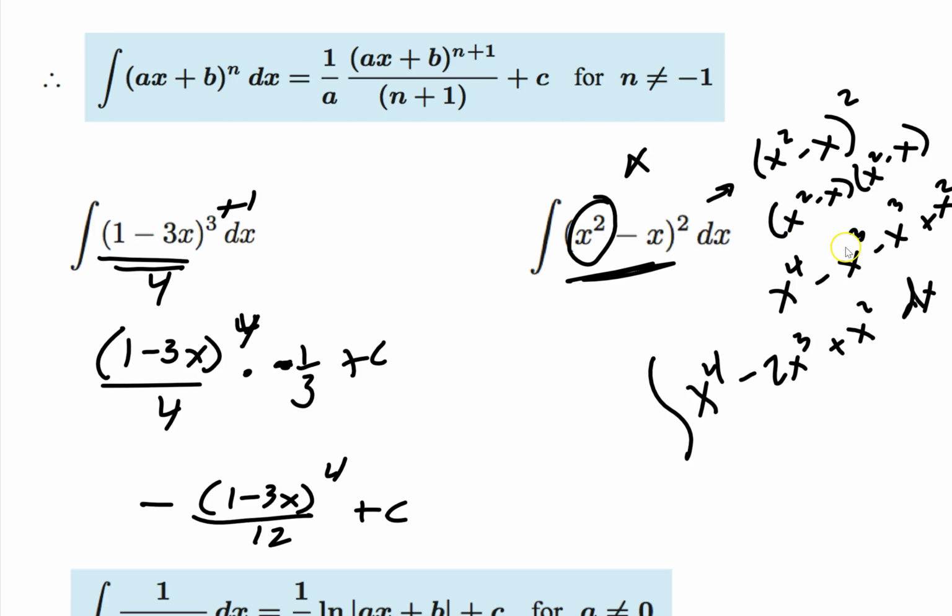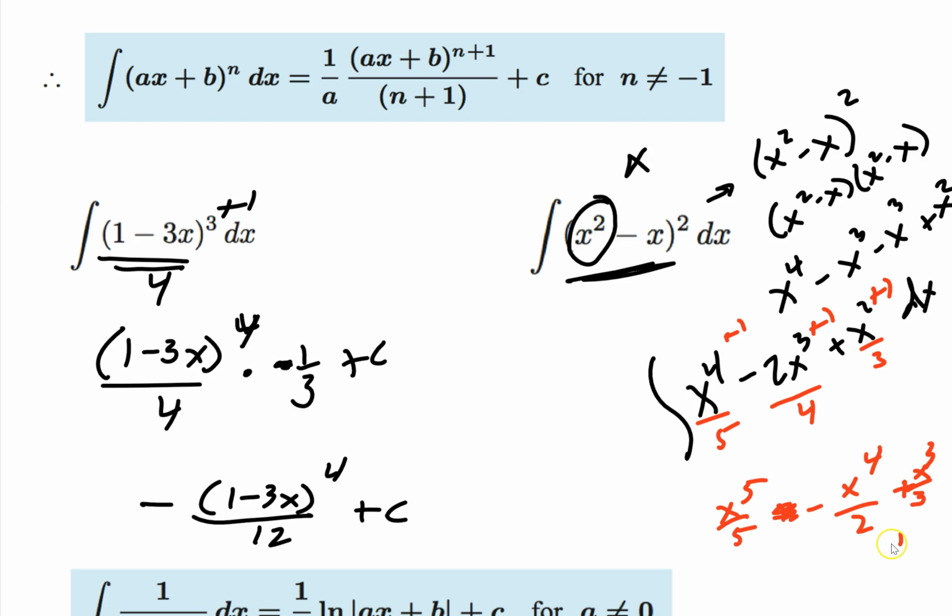Now I just take normal integration. Add 1 to the power, divide by new power. And you get x to the 5th over 5 minus, that reduces, x to the 4th over 2 plus x cubed over 3 plus c. Don't forget the constant, right?